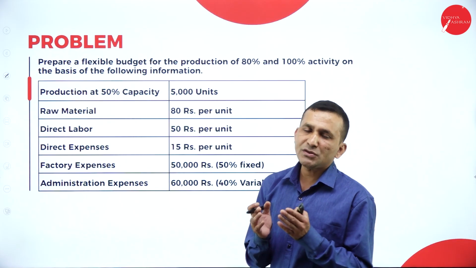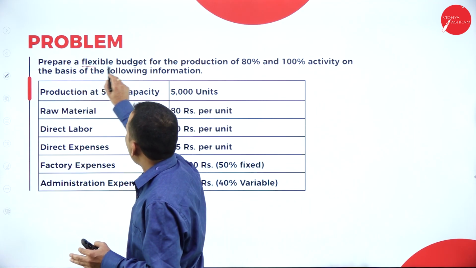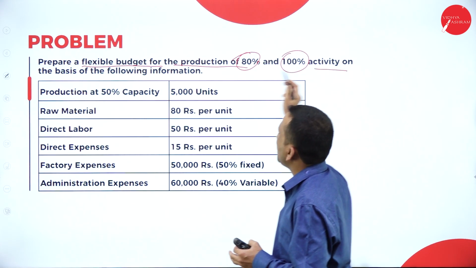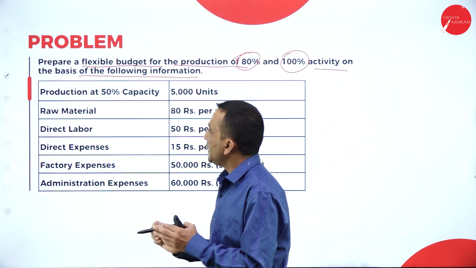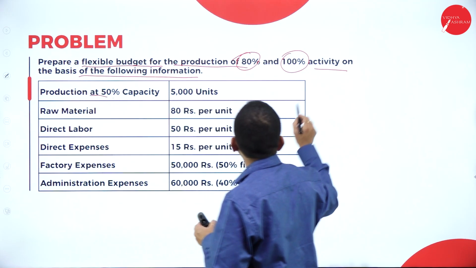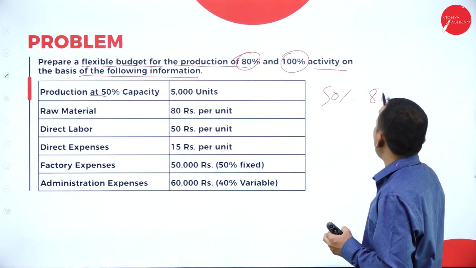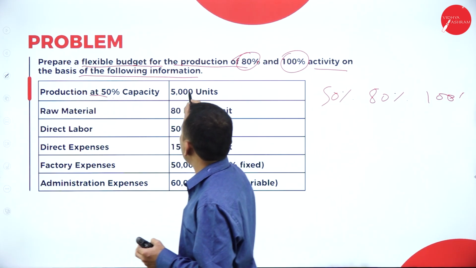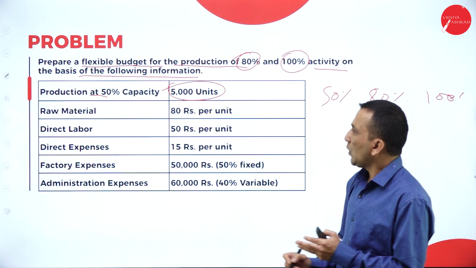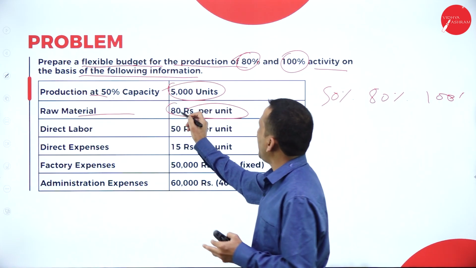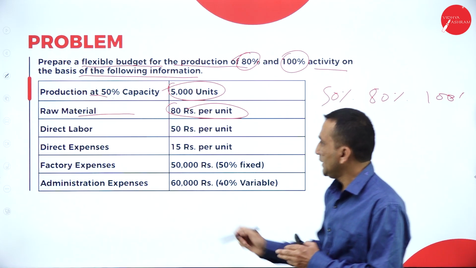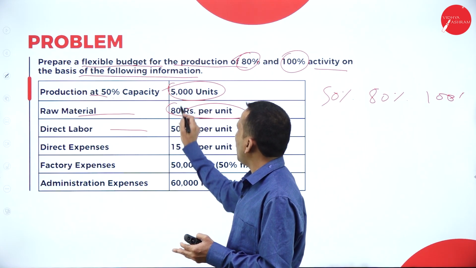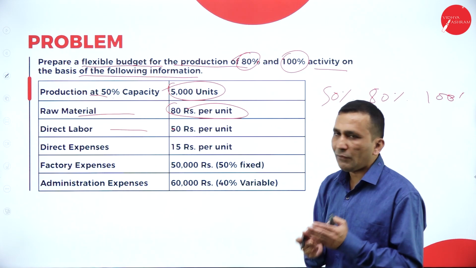Moving on, there is one question to understand this much better. Prepare a flexible budget for production at 80% capacity and 100% capacity of activity on the basis of the following information. Here the production is given as 50%. Now we have identified there is one category at 50%, 80%, and one more at 100% capacity. So production at 50% capacity is 5,000 units. If the raw material is 80 per unit, we need to multiply 5,000 into 80, and the direct labor, or direct wages, is given as 50 per unit, 5,000 into 50, and you get the value.